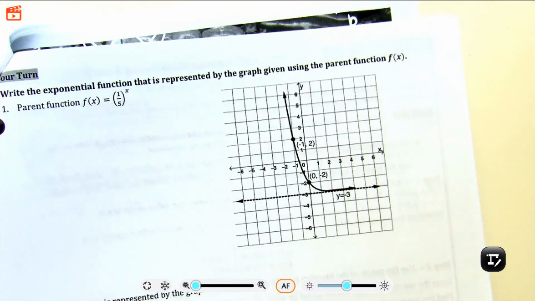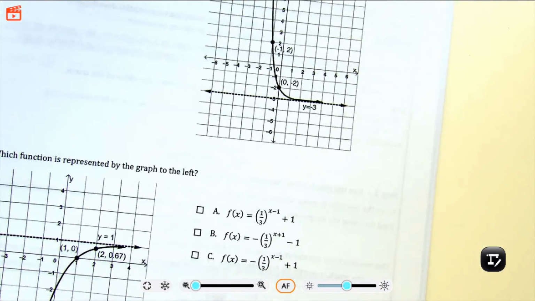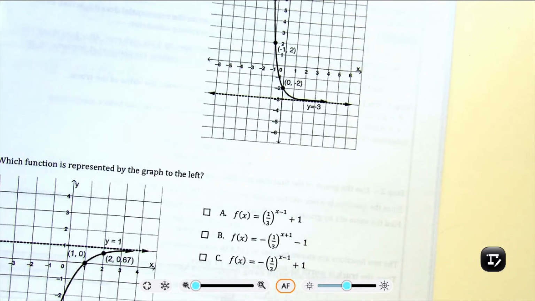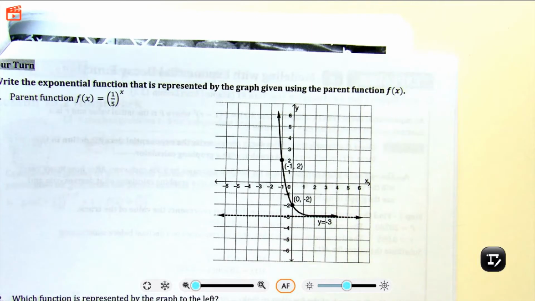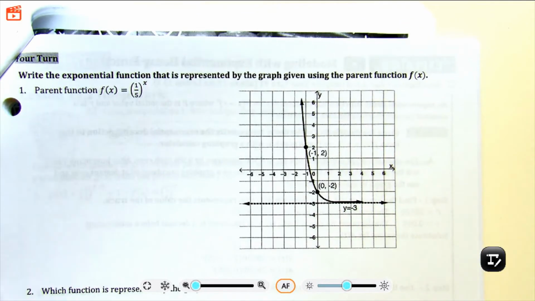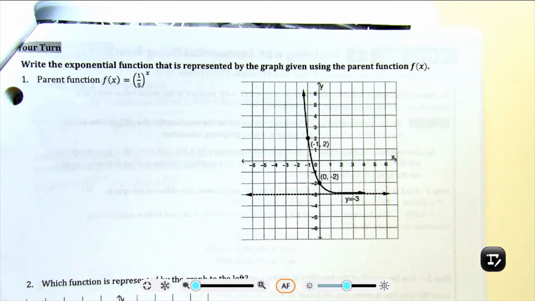Okay, so then let's try a problem. Again, I would pause the video and try this problem on your own. The first thing you want to do is find out what k is, then find out what h is, and then find out what a is.